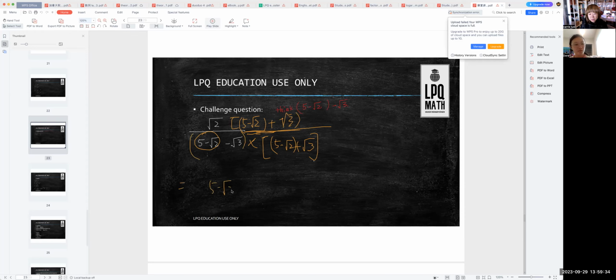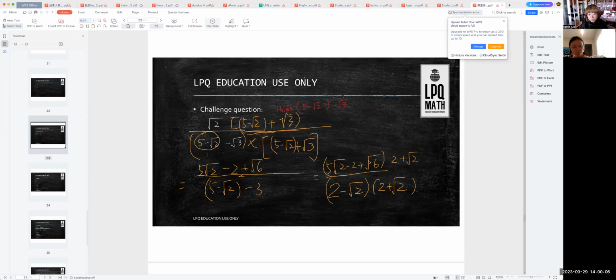So it's 5 minus square root 2 squared minus 3. That's the bottom. The top is like you times it out. So it's 5 square root 2 minus 2, and plus square root 6. So like that. And the bottom, you do it again. So this one, if you just take them out, it's 2 minus square root 2 and 5 square root 2 minus 2 plus square root 6, correct? So you times 2 plus square root 2. And this one, you 2 plus square root 2 as well.